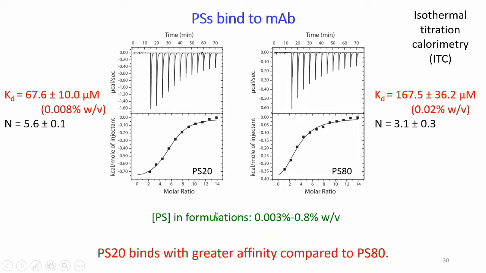Note that these KD values are in the same range of polysorbates used in formulations, that is 0.003% to 0.8% weight by volume. But the most important thing from KD values and the N values is that polysorbate 20 binds with greater affinity compared to the polysorbate 80, because affinity is the inverse of the KD.